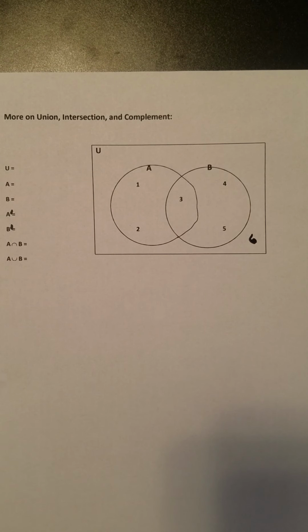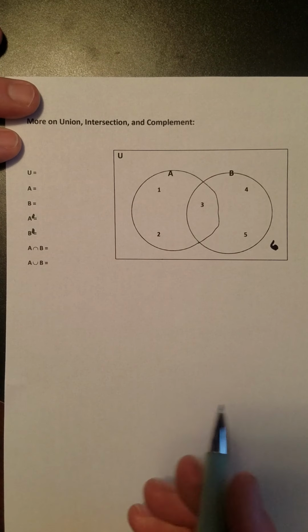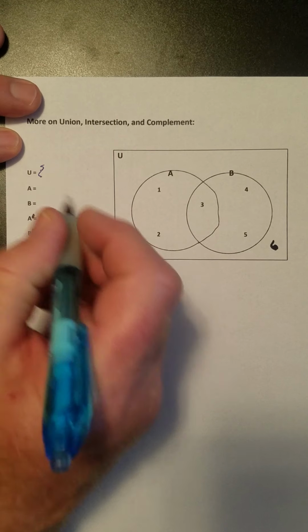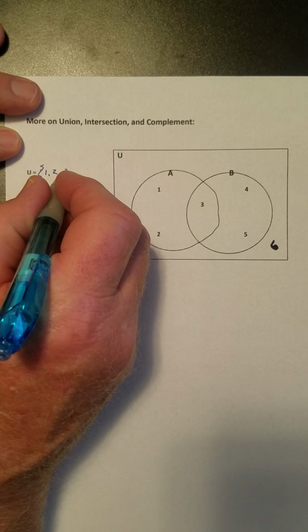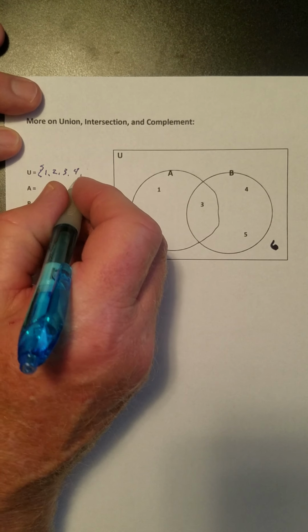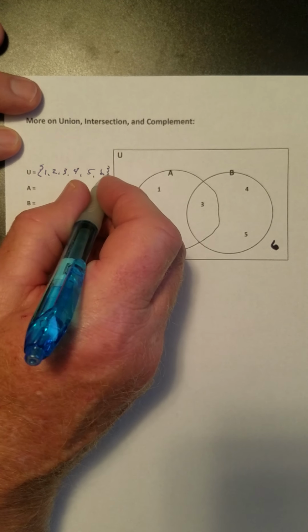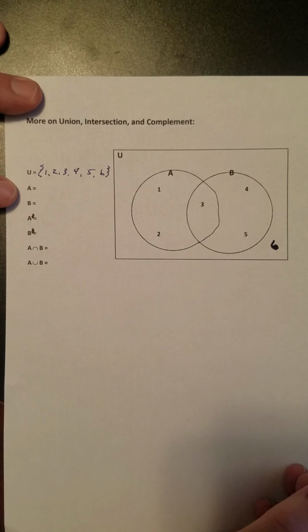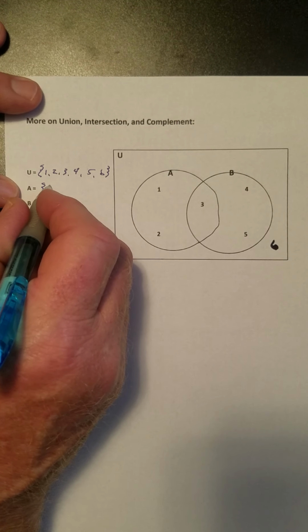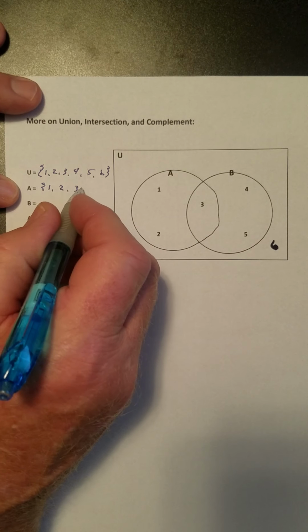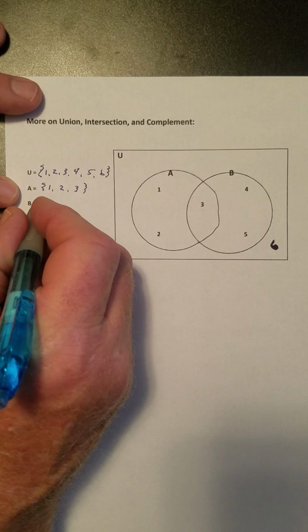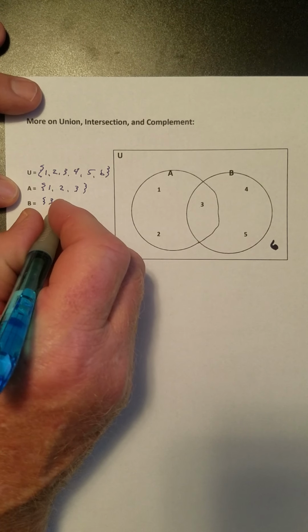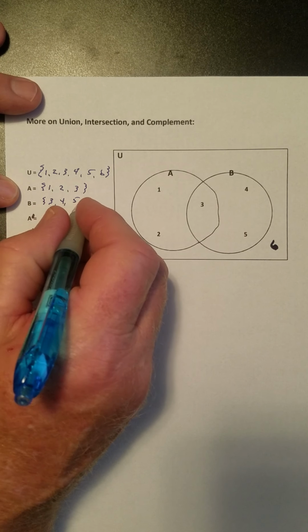I'm going to change my pen here. Might fit things in a little bit better. I hope you still can see everything just fine. So U would still be 1 through 5, but now it's also going to include the 6. A still is 1, 2, and 3. B is still 3, 4, and 5.